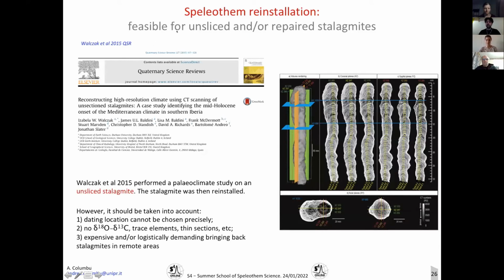Of course, this is feasible for unsliced and/or repaired stalagmites, but at the same time, we should remember that choosing the dating location is a bit tricky. We cannot really accomplish stable isotope, trace element, or thin section analysis. And also it can be expensive or logistically demanding to bring back stalagmites, especially in remote areas. But just consider that there is also this option here.